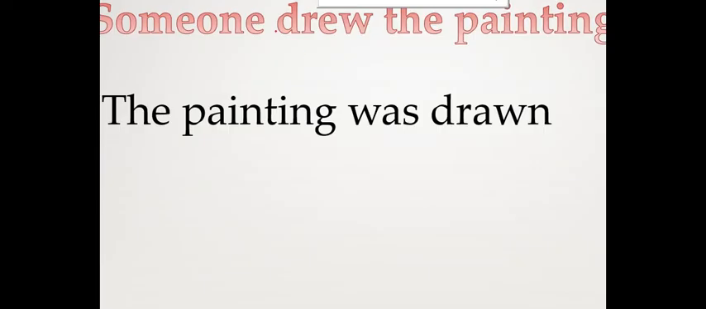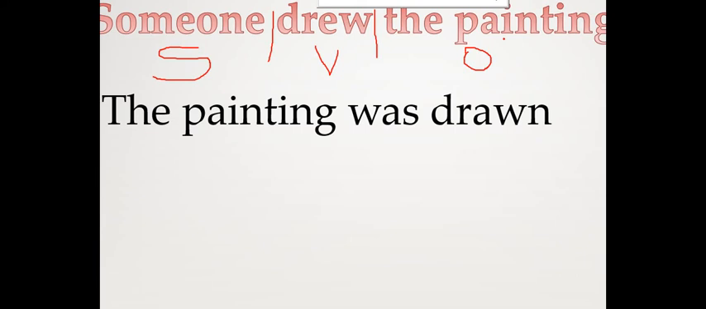Before going to change, we need to identify what is subject, verb and object. In this sentence, someone drew the painting. So, someone is the subject, drew is verb, the painting is object. Okay, so we need to recall the rules.